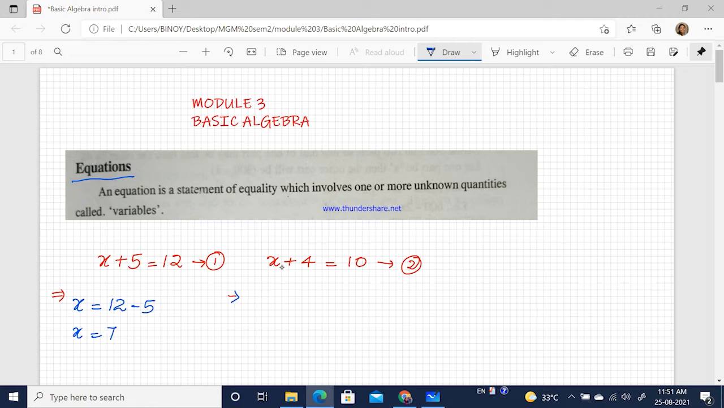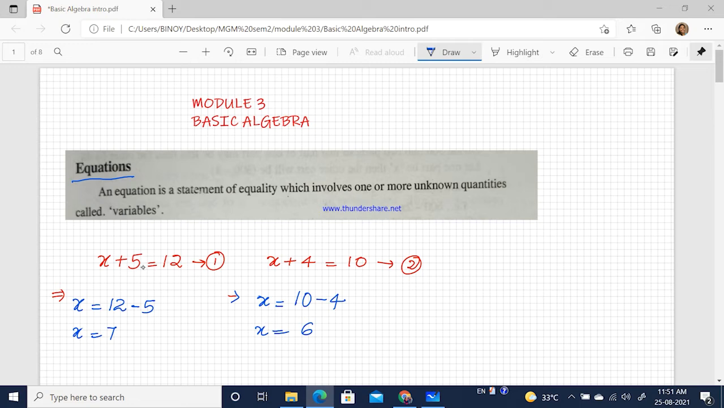In the next equation, x plus 4 is equal to 10. We are asked to find the value of x. So 10 minus 4 will give you the answer 6. So the value of x is 6.